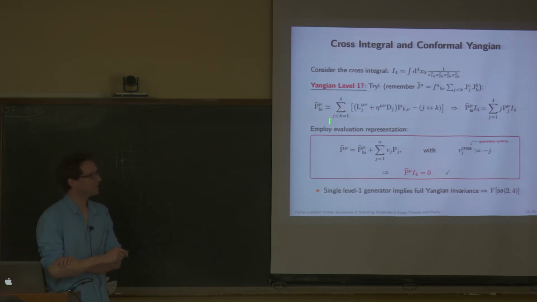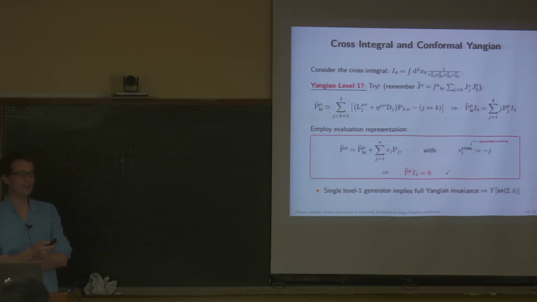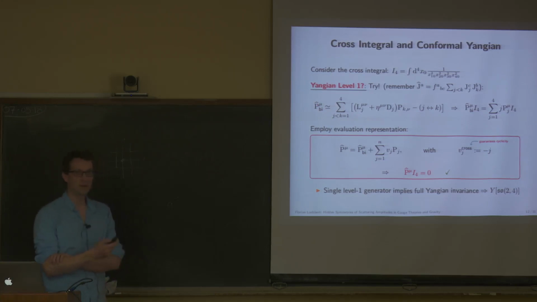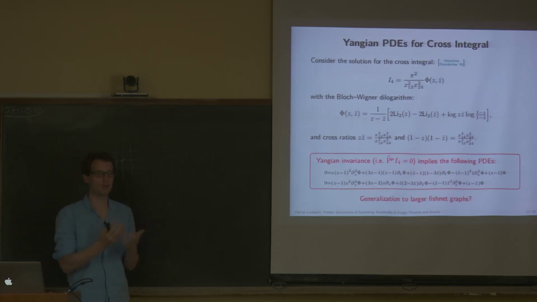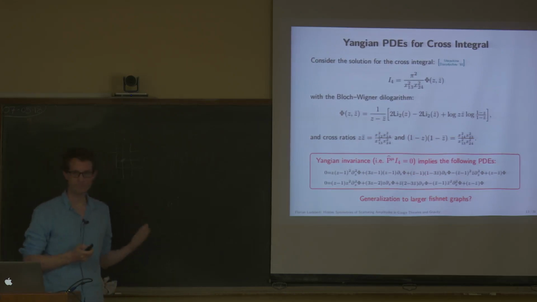So I checked this for a single level 1 generator, and in fact this is sufficient to get the whole Yangian, the whole set of level 1 generators, because by commutation of this level 1 generator P hat with the level 0 algebra I can get the other level 1 generators. So I find that the cross is really invariant under this Yangian of the conformal algebra. So since this is rather abstract and written in terms of these bilocal operators, let's formulate this more in terms of ordinary differential equations.